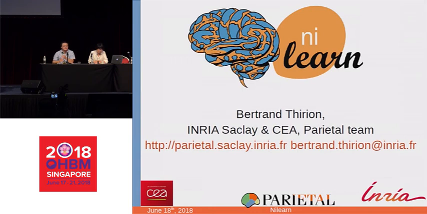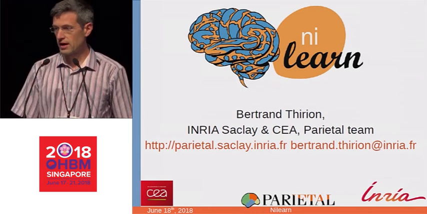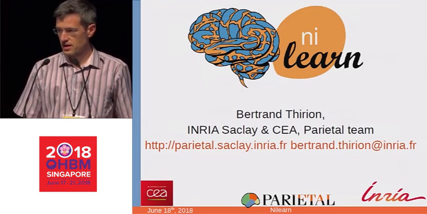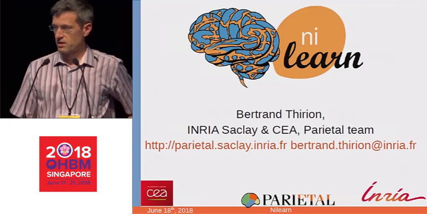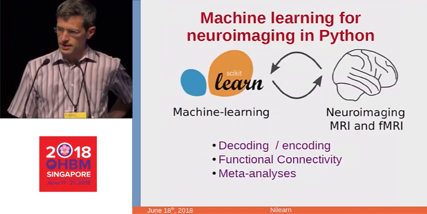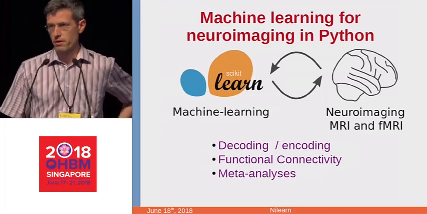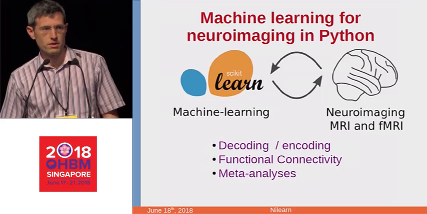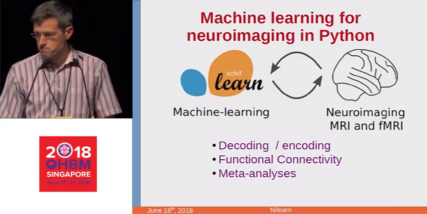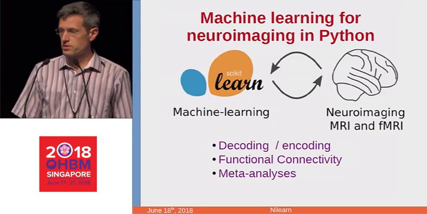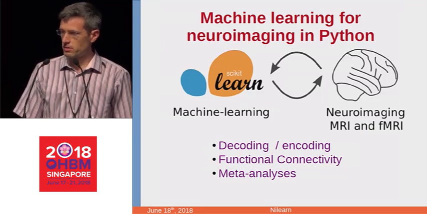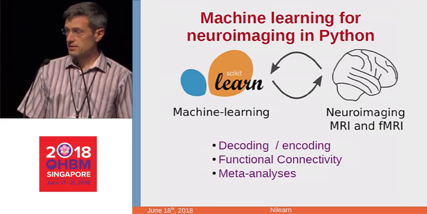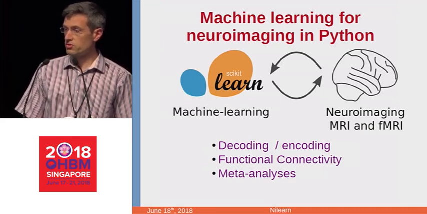So I will give an overview of the Nilearn software and what we can do with that in terms of multivariate analysis. So Nilearn is a Python library that aims at leveraging the power of recent Python machine learning libraries to do some tasks in brain imaging. So for instance, scikit-learn is one of the main Python machine learning libraries. And with this, you can do encoding and decoding tasks, analyze functional connectivity, and do meta-analysis.